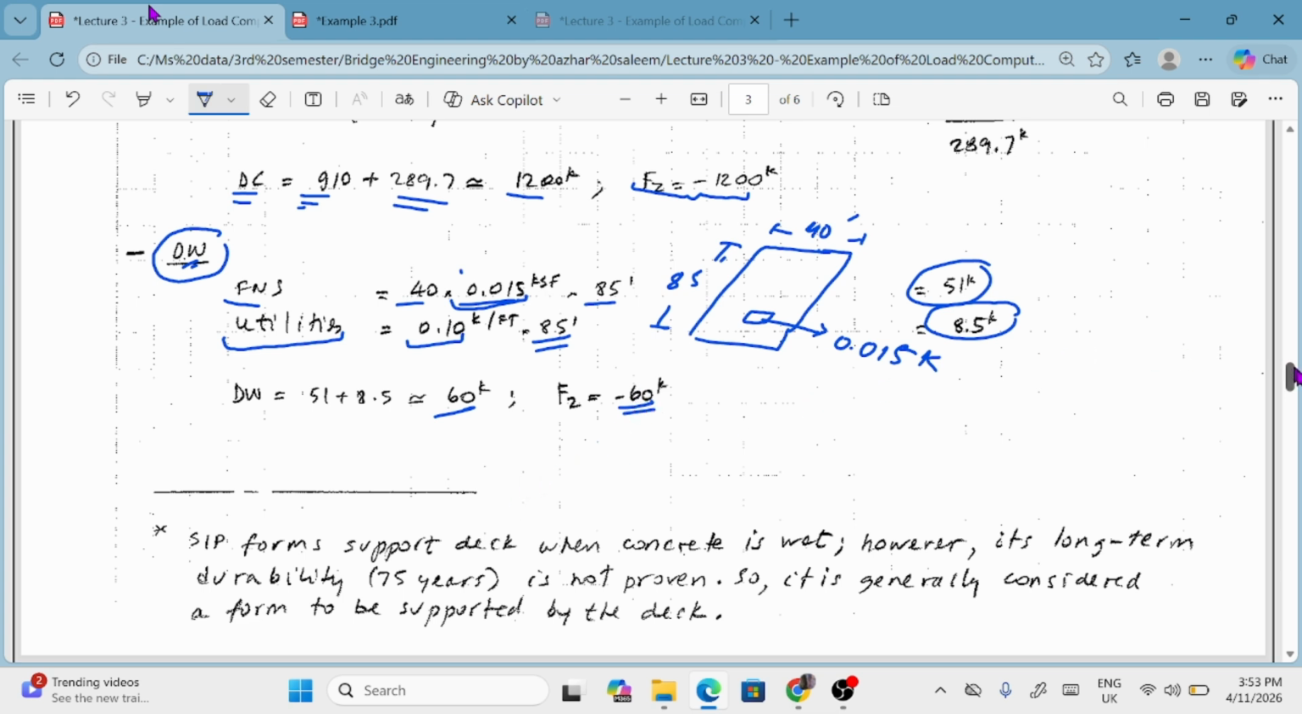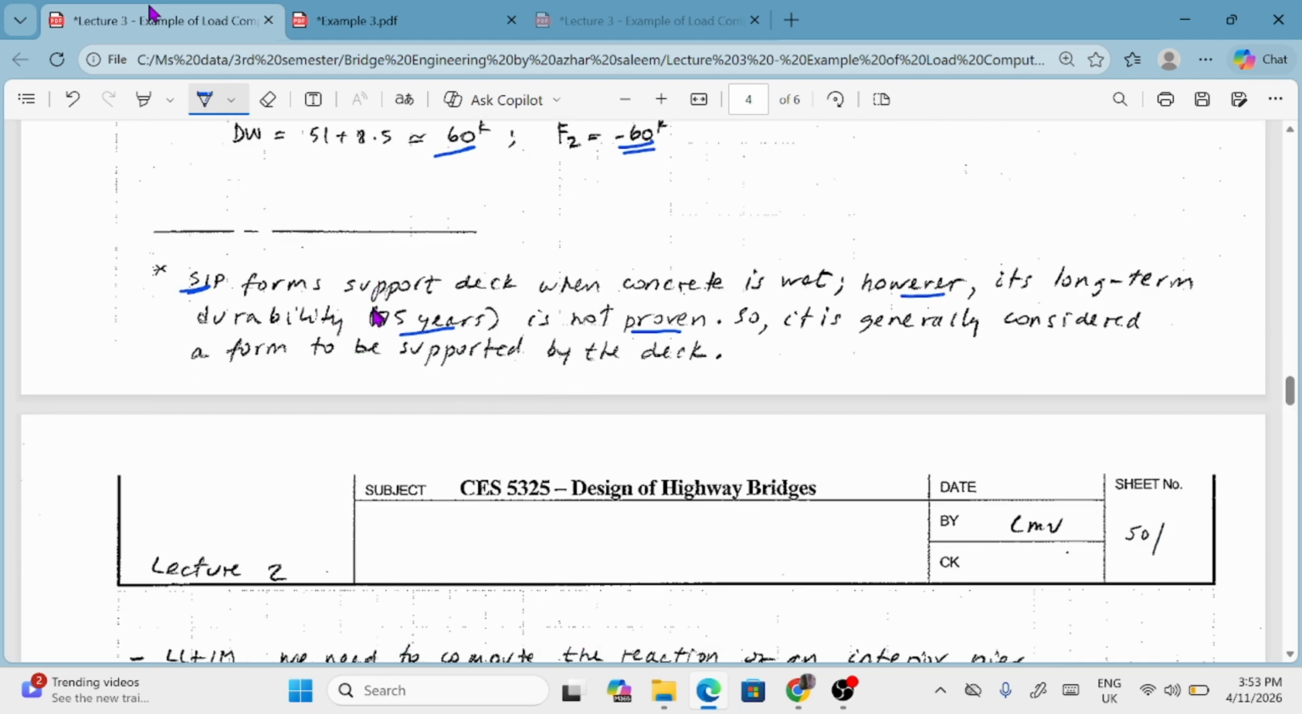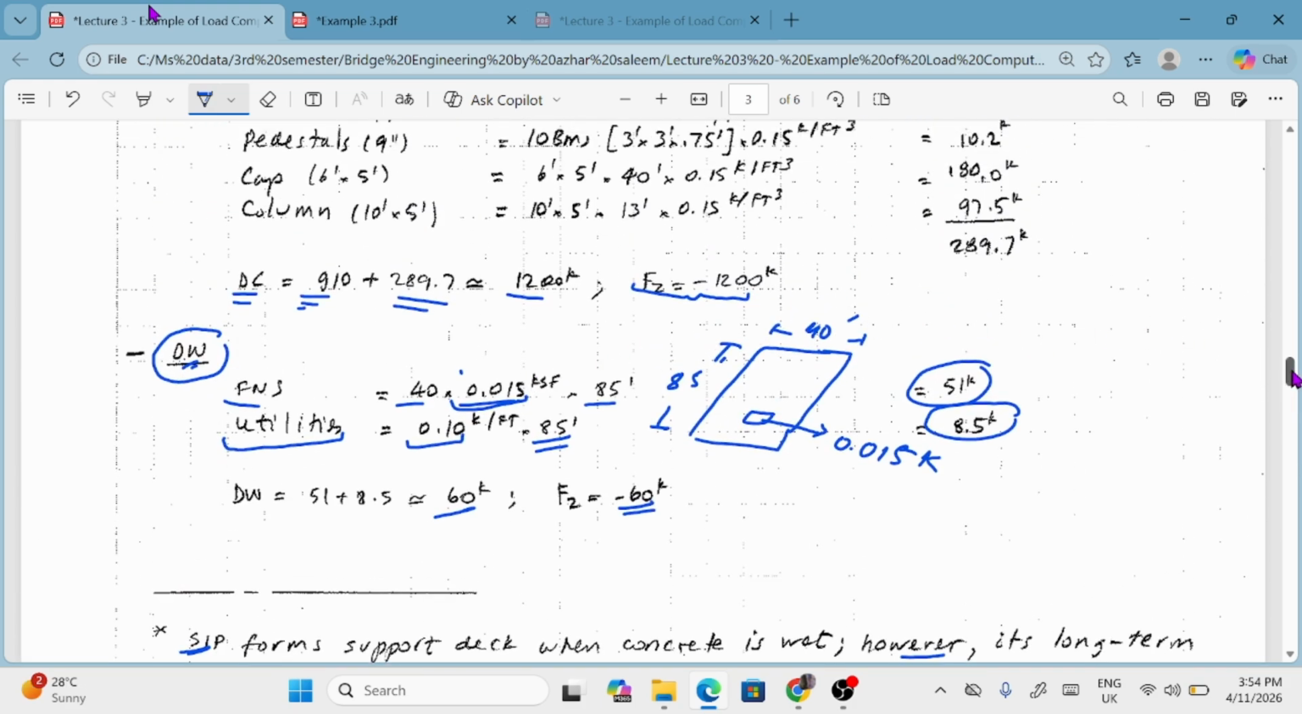Okay, this is a note for SIP. Stay-in-place forms support the deck when concrete is wet. However, their long-term durability over 75 years is not proven. So it is generally considered that the form work should be supported by the deck. That's why we calculate the form work load from the deck on the base of the pier.